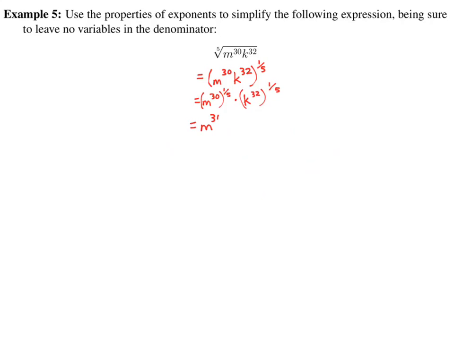So it's 30 times 1/5. And for the k's, it's 32 times 1/5. And then 30 times a 5th is 6. 32 fifths. I mean, you could write 6.4 if you want. But, you know, that's it. We're done. The rules apply.